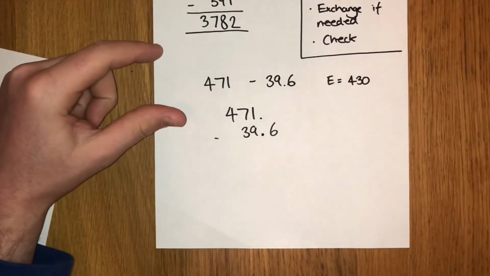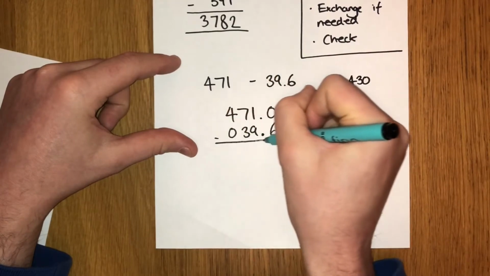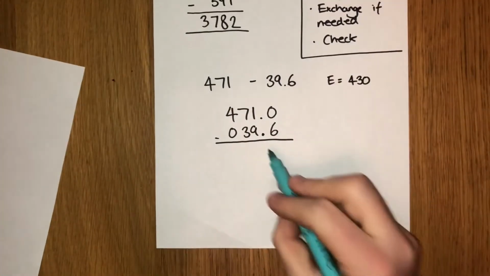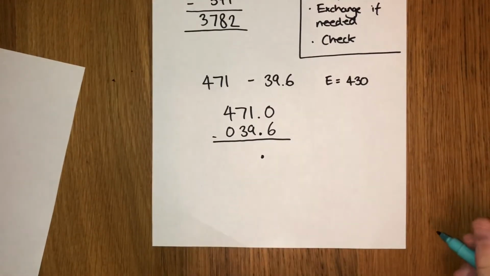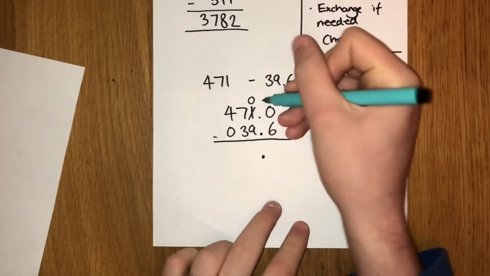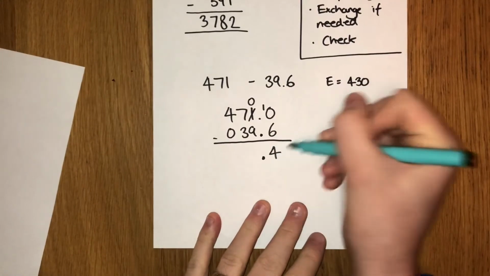So 471, I'm going to put in my decimal point, take away 39.6. Really important here, put in your 0 placeholders. So 0 tenths take away 6 tenths. Lots of us will make a mistake and put in a 6 there. It's not, because it's negative 6. So I'm going to take that 1, that leaves me with 0 ones there, and add it onto my tenths. So I've got 10 tenths take away 6 tenths is 4 tenths.